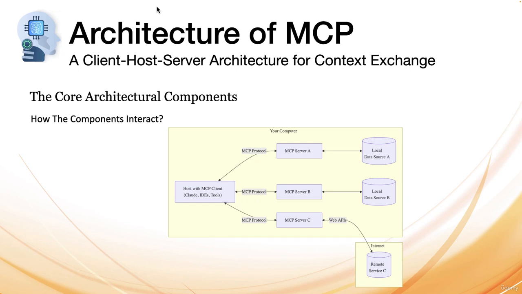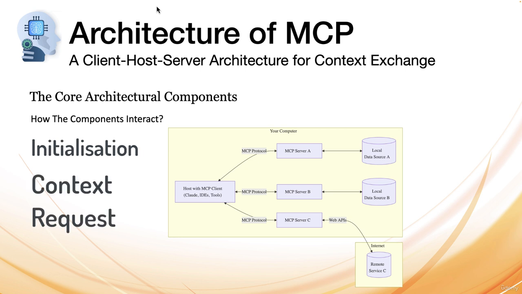Now let's see how the components interact in this specific implementation of MCP. Firstly, the initialization step happens. In this step, a host application launches and creates multiple clients. Each client connects to a specific server. During this connection, clients and servers negotiate their supported capabilities.